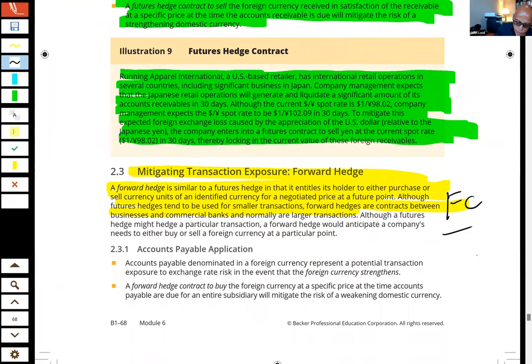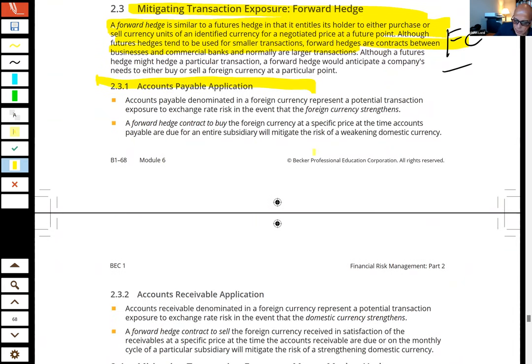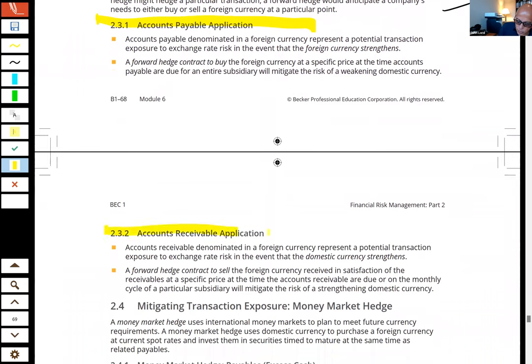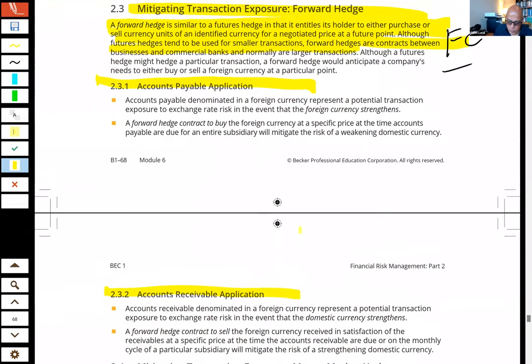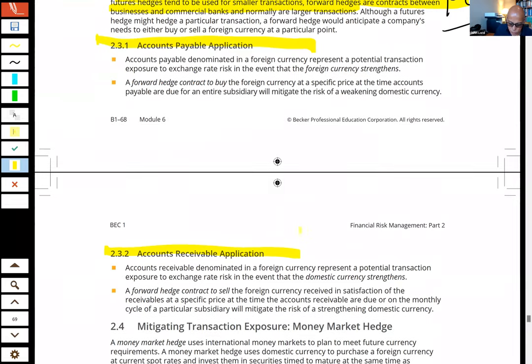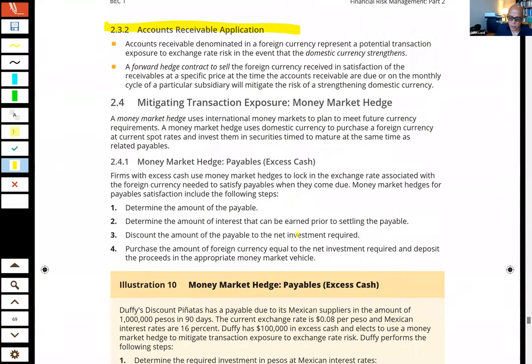It's for larger transactions. And note that you can have both an account payable, as we saw, and an account receivable application. So they tend to be for larger dollar amounts, although they're short term, when it's a forward versus a future. And you come over and let's take a look at using a money market hedge.